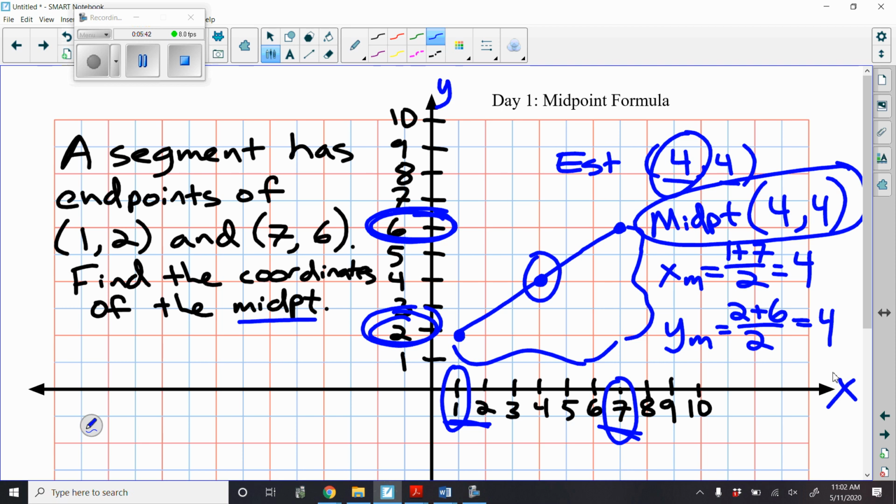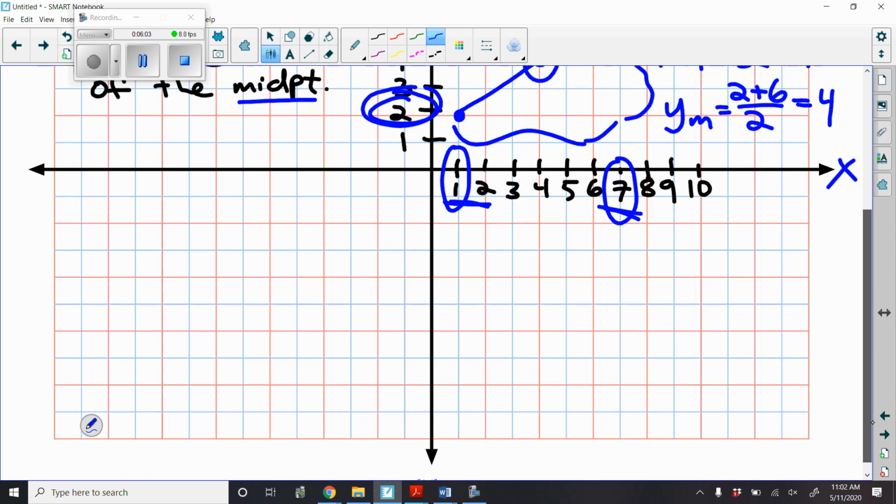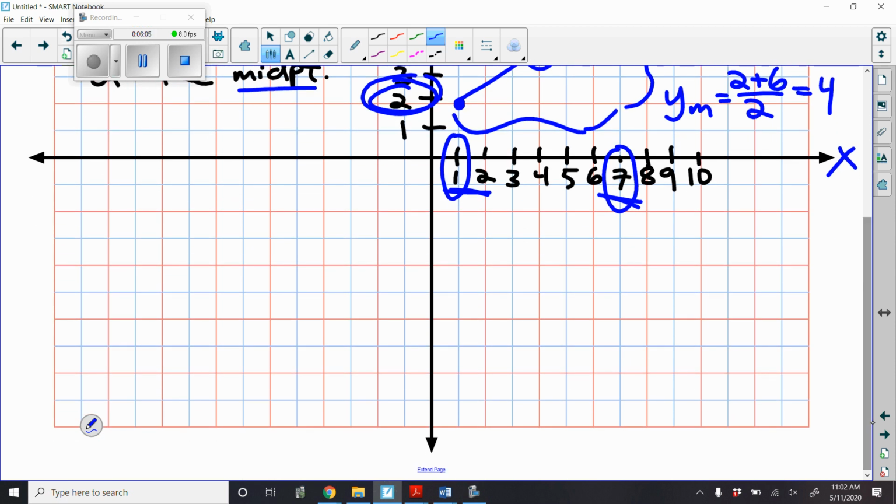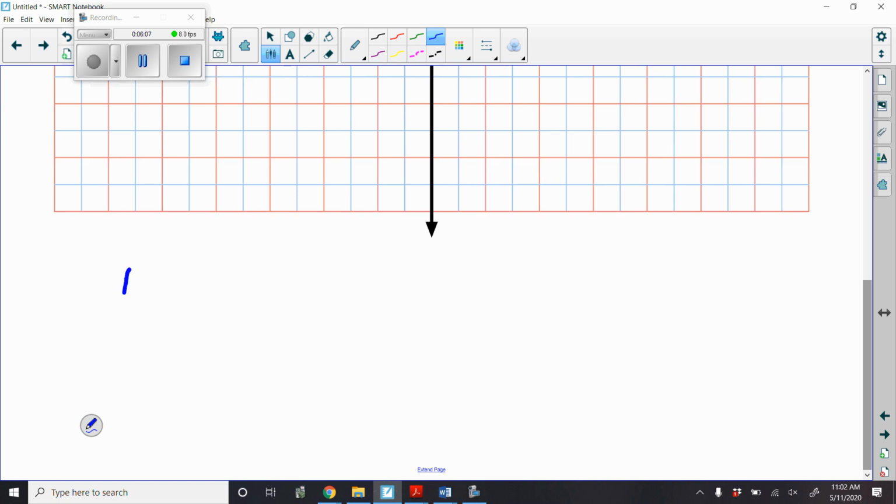And anywhere on the coordinate plane, right? I showed you one in quadrant 1, but this works anywhere in the coordinate plane. The x midpoint is always equal to the average of the x endpoints. The y midpoint is always the average of the y endpoints. So here's what I want you to do just for a convention and to make an equation. Let's go ahead and write down the midpoint formula.